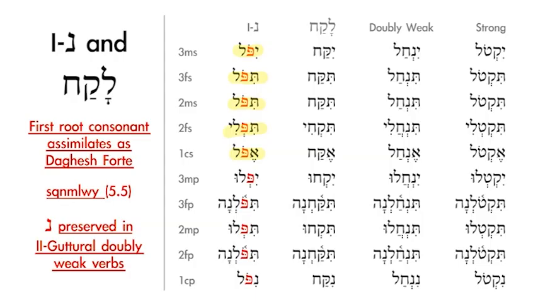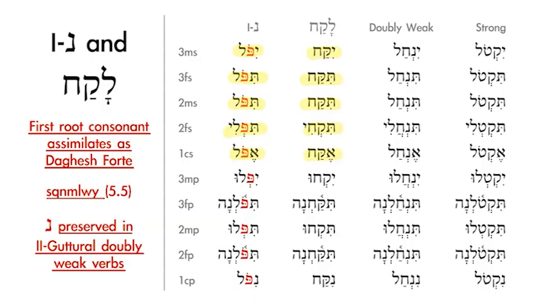Notice that there's no sere under the preformative vowel to identify it as one-yod. It's the dagesh forte that will tell you this one is one-noon. The verb laqach inflects in just the same way. Yiqach, tiqach, tiqach, tiqchi, eqach. The lamed in each case is assimilated as a dagesh forte into the second root letter.